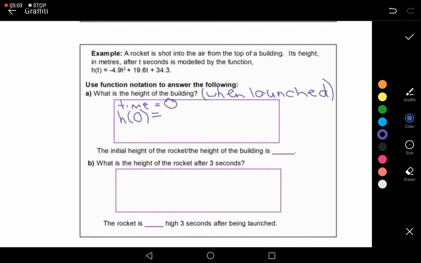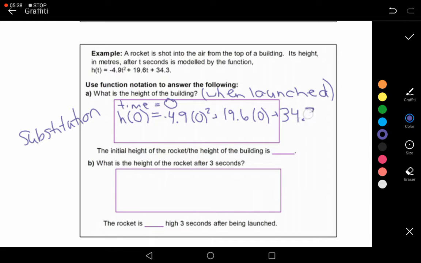Okay, and all we're doing is using substitution. Okay, all it is is substitution. So when I say h of something, in this case h of 0, that means I'm replacing every t I see with 0. So we have negative 4.9 times 0 squared plus 19.6 times 0 plus 34.3. Well, 0 to the power of 2 is just going to be 0, and 0 times anything is 0.